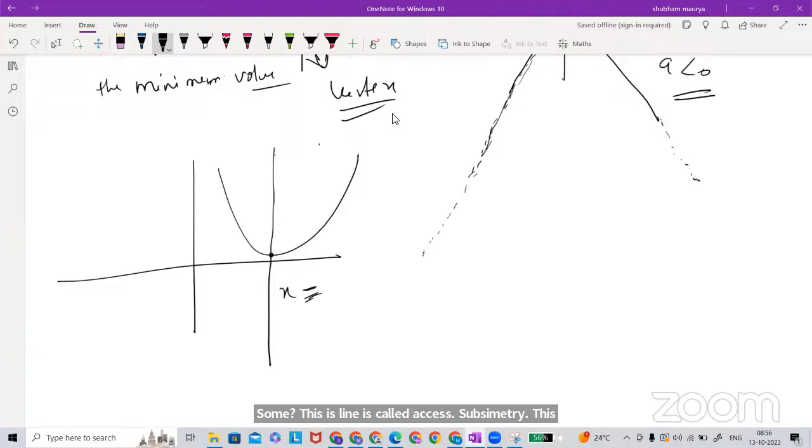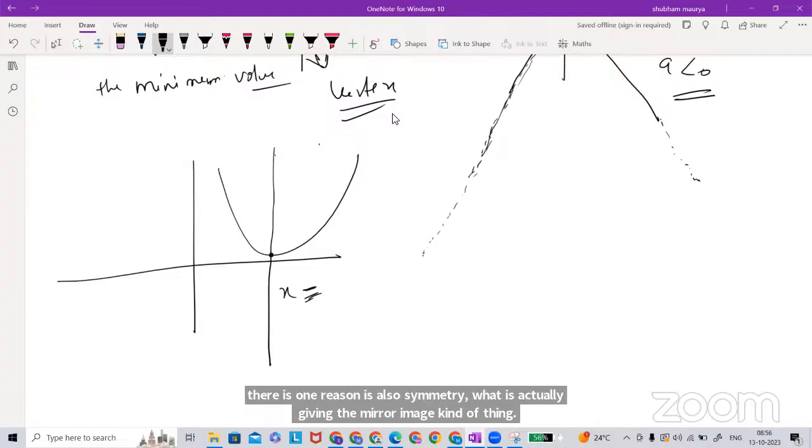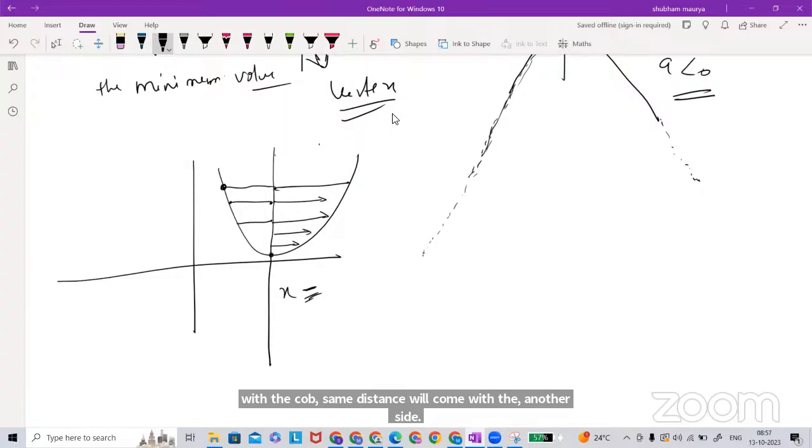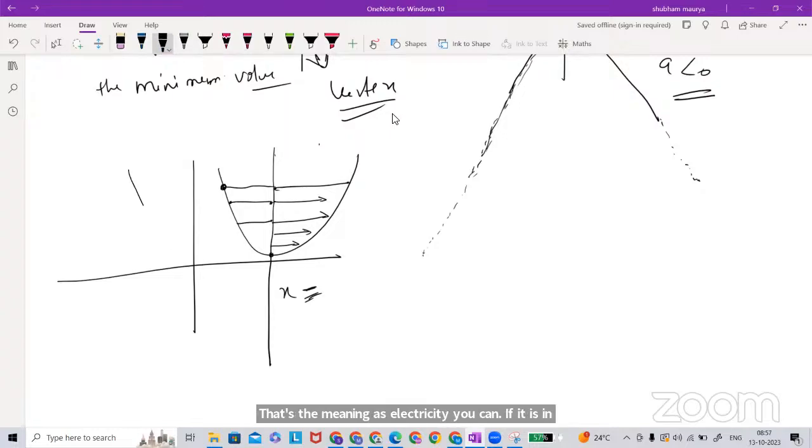Why? The word symmetry gives the idea of a mirror image. If you calculate the distance from this point to the curve, the same distance will come on the other side. That's the meaning of symmetricity. If the vertex is exactly at the origin and the y-axis is the axis of symmetry, suppose this value is 5. Then exactly here it is going to be -5. See the distance. That's the meaning of the word distance.